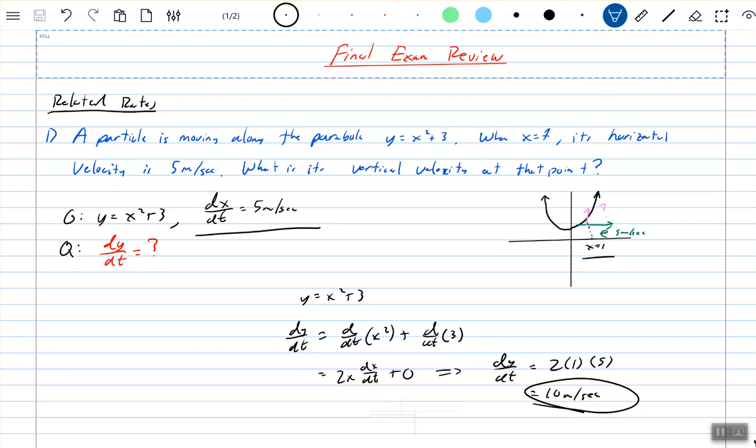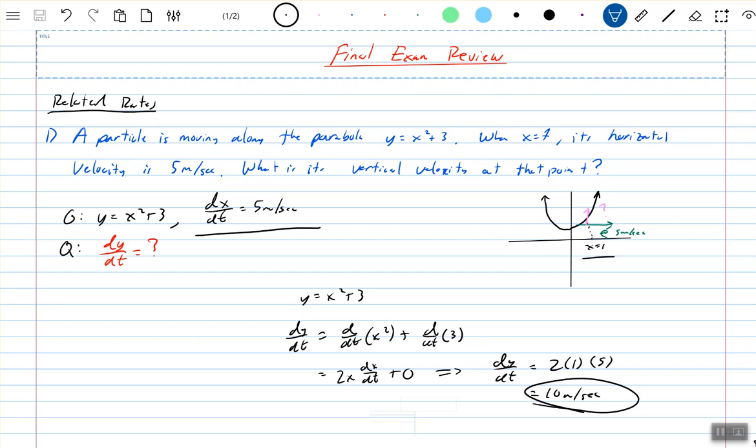So we were given our function. We didn't have to derive it, but since we're given it, we have our function y is equal to x squared plus 3. We were given dx/dt. We want to know dy/dt. So we took our equation, differentiated with respect to time, plugged in our values, and we got our result, which is in this case 10 meters per second. And that's how we go about solving this problem.